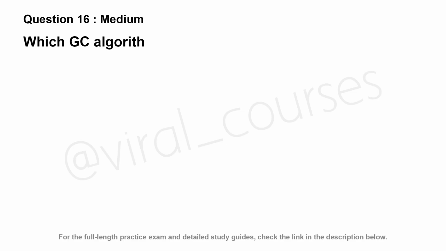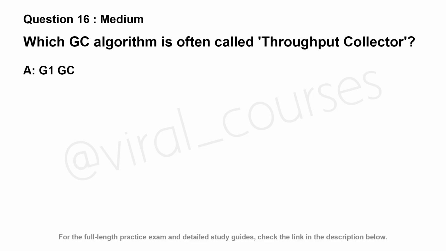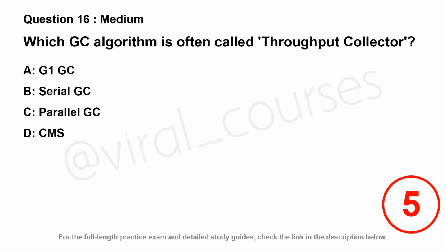Which GC algorithm is often called the throughput collector? Option A, G1GC. Option B, Serial GC. Option C, Parallel GC. Option D, CMS.